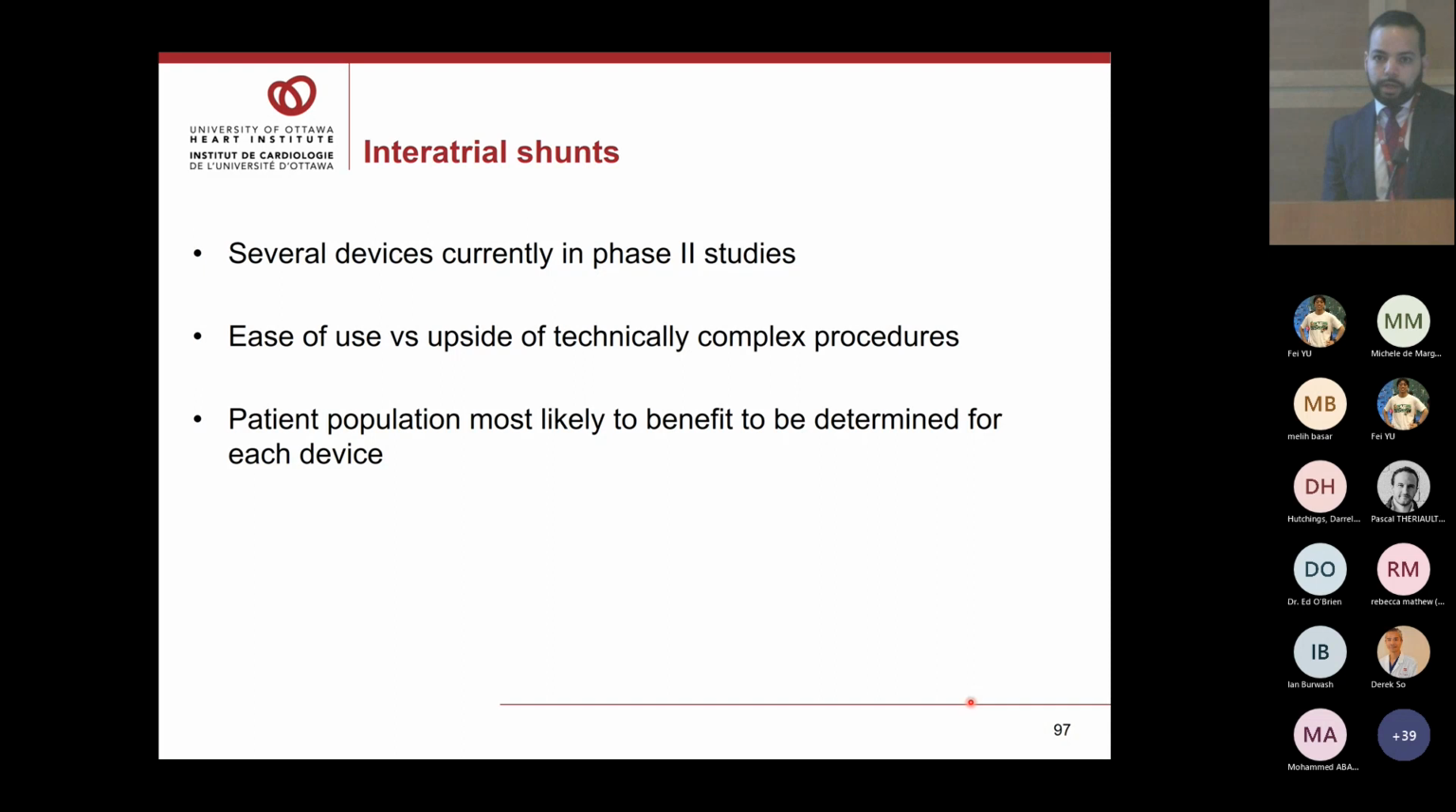There are technically complicated procedures, like a left atrium DCS shunt, which is more technically complicated than intra-atrial septal puncture, which, as you know, lots of interventional cardiologists do regularly. So safety and efficacy will depend on how the devices actually work, and then familiarity of implanters as well. And we still don't know which patient population is most likely to benefit. That's why it's an area of growing interest for me anyways.